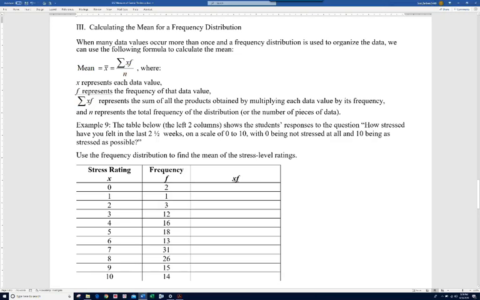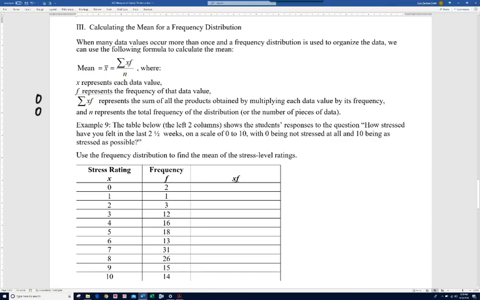So in example 9, it says the table below shows the students' responses to the question, how stressed have you felt in the last 2.5 weeks, on a scale of 0 to 10, with 0 being not stressed at all and 10 being as stressed as possible. This is really a great question to ask students as we approach the end of the semester. Some of you are really stretched, and others maybe not so stretched, but certainly the stress level seems to be a little bit higher at this time of the year. And so let's go ahead and look at this.